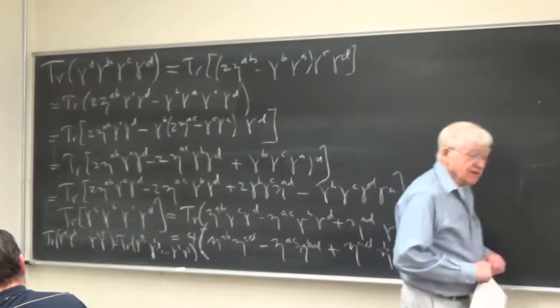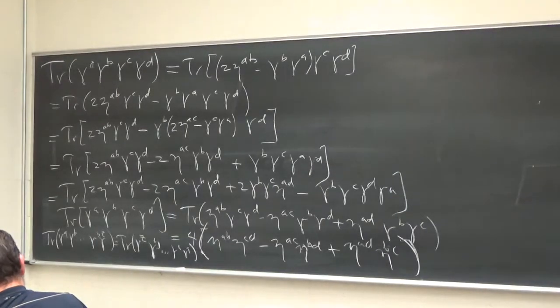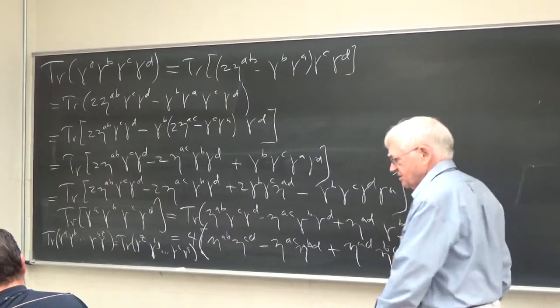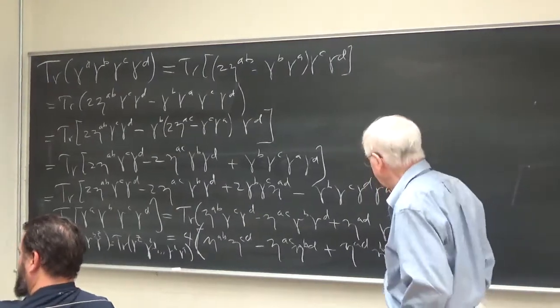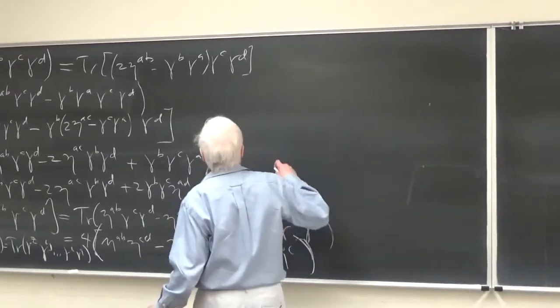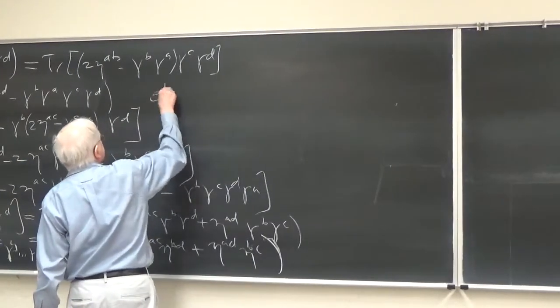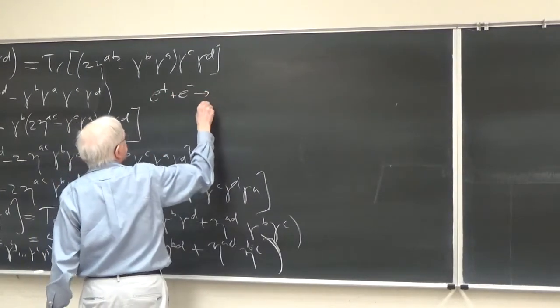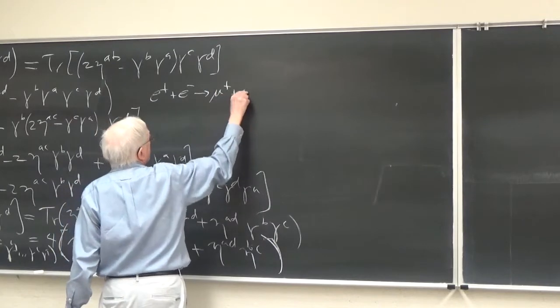Okay, now I want to do in more detail the cross-section for the process electron plus positron goes to mu plus plus mu minus. So muon plus anti-muon. So the process is e+ plus e- goes to μ+ plus μ-.